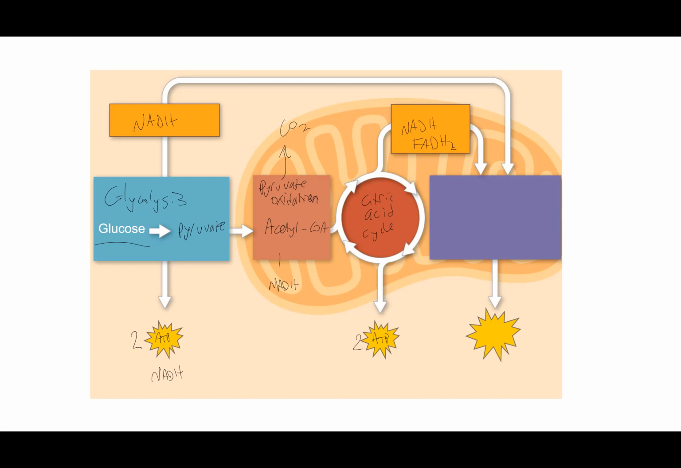Remember, we're filling both kinds of electron carriers in the citric acid cycle. And all of that's going to the last step, which is oxidative phosphorylation. If you ever want to sound smart, just say that.